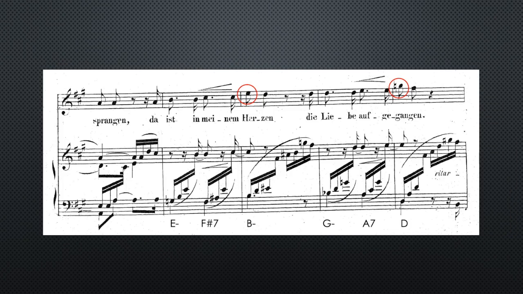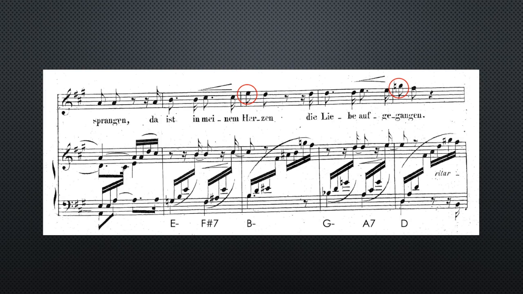Our second example is the appoggiatura. Talking about appoggiaturas is a good place to put in a second musical example. This one is also from Schumann's Dichterliebe. This is actually from the very first song of Dichterliebe. It's called Im wunderschönen Monat Mai, in the wonderful month of May. And this is the second half of the first phrase.